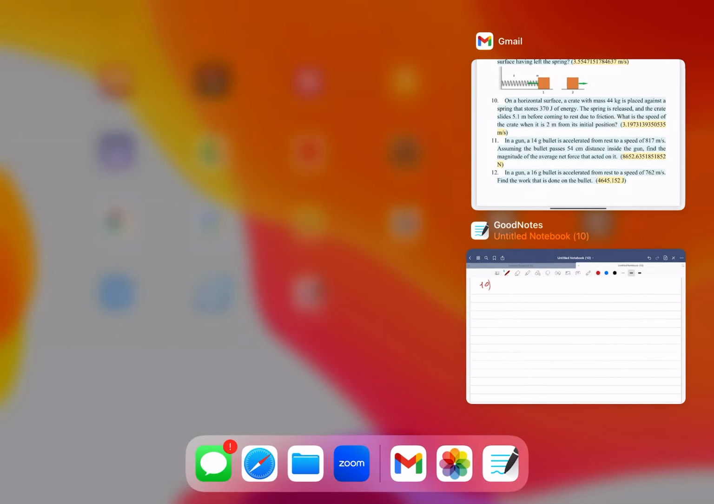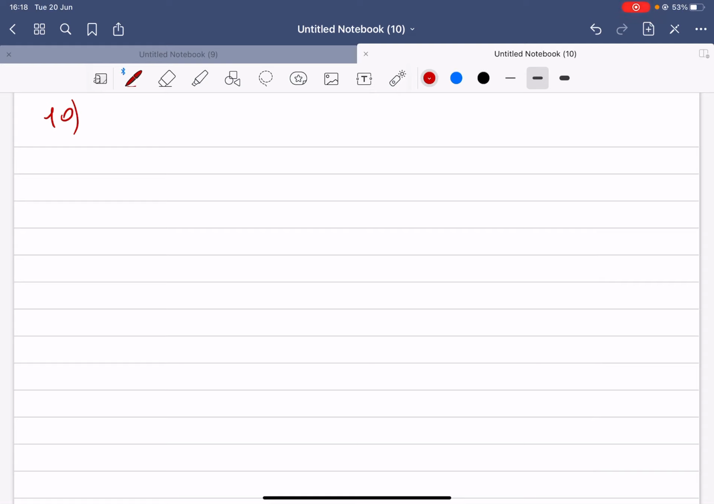Okay, so let's write down all the values. We have a crate here, and a spring that is compressed. We have the mass of the crate, and the initial spring potential energy is given.